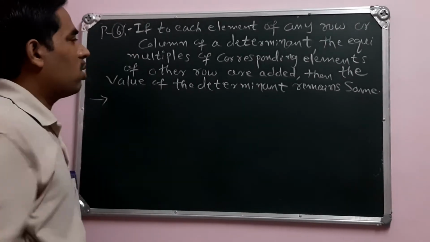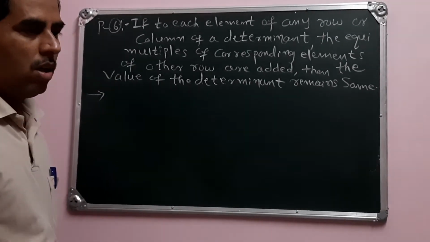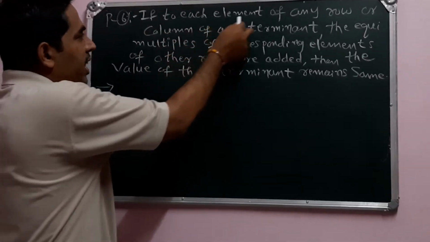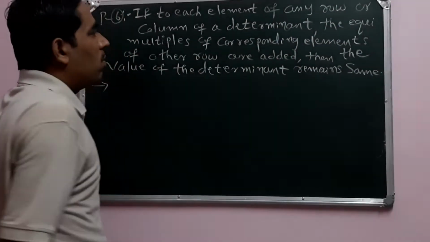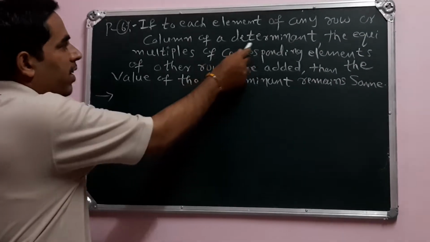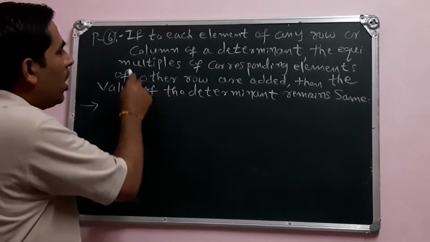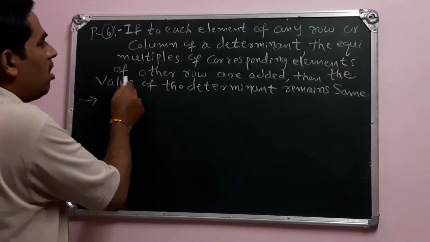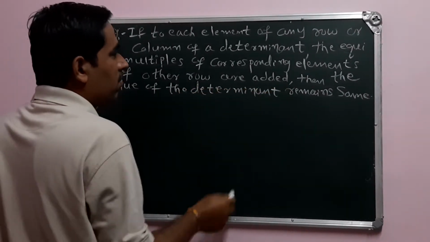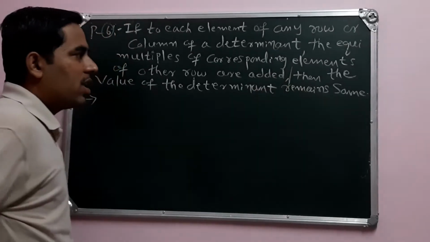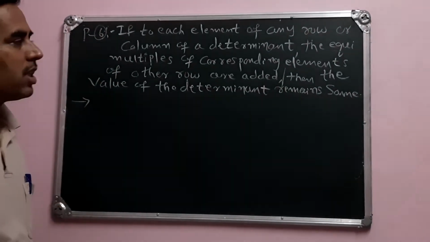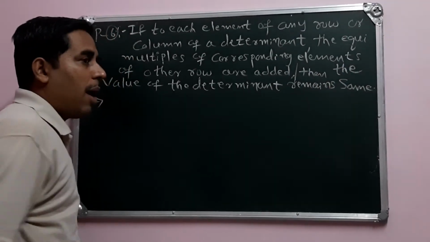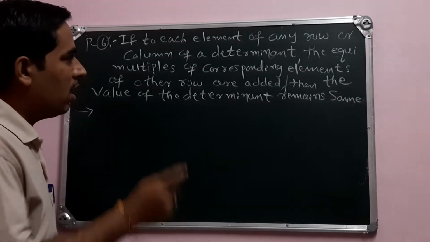See, sixth property. So what does the sixth property say? Let us read the statement here. If to each element of any row or column of a determinant, the equimultiples of corresponding elements of other row are added. Up to this, we can treat that as one statement. If this happens, then what will happen to the value of the determinant? That is the property here.